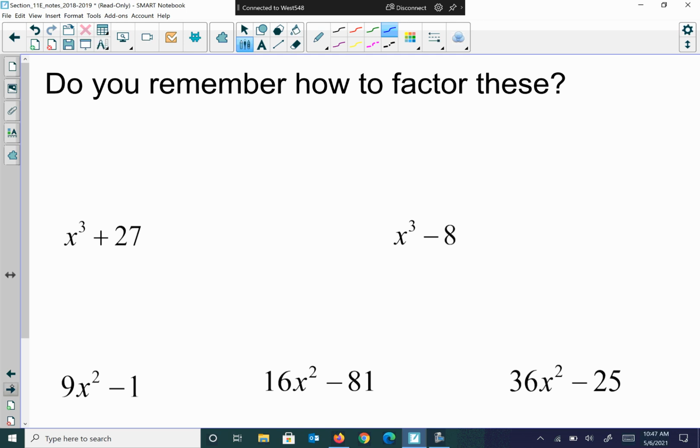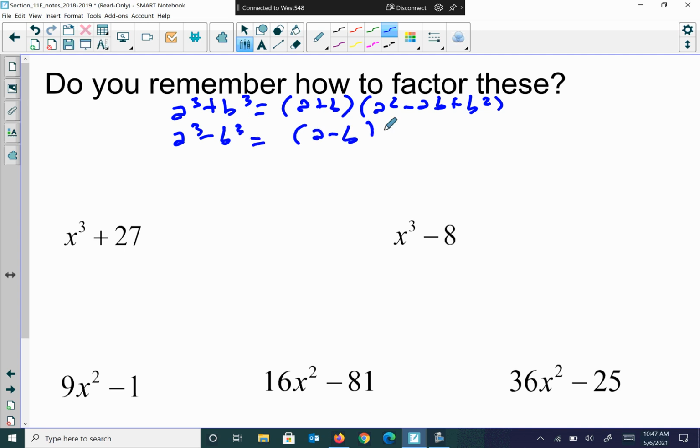Sum of two cubes. Do we remember it? So a to the third plus b to the third is equal to a plus b, a squared minus ab plus b squared. A to the third minus b to the third is a minus b, a squared plus ab plus b squared. Oh my goodness. So we're supposed to remember that? Yeah, right.